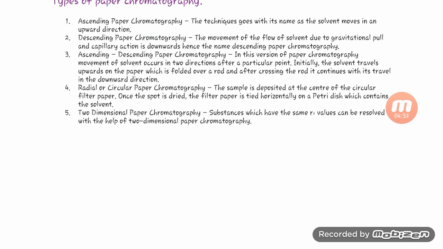Radial or circular paper chromatography. In this, the sample is deposited on the center of the circular filter paper. Once the spot is dried, the filter paper is tied horizontally on a petri dish which contains the solvent. Two-dimensional paper chromatography. Substances which have the same Rf value can be resolved with the help of two-dimensional paper chromatography.